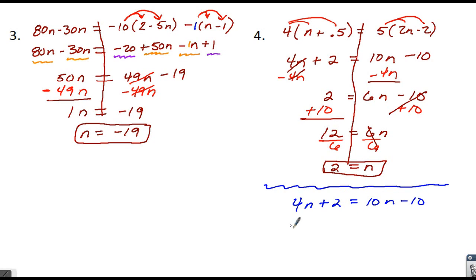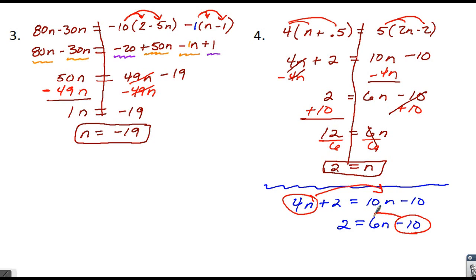minus 10. I choose the smaller variable, the smaller term. The smaller term is 4n. I'm going to jump it over. Mental math: if I jump it over, the positive 4n is now negative, so it's 10 minus 4. So this becomes 6n minus 10, because 10 minus 4 is 6. Bring down the 2.